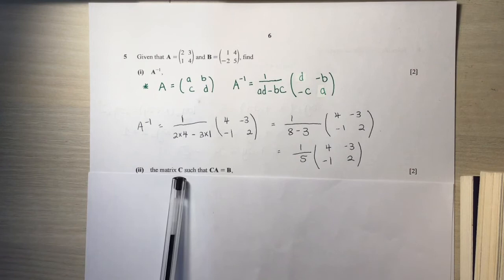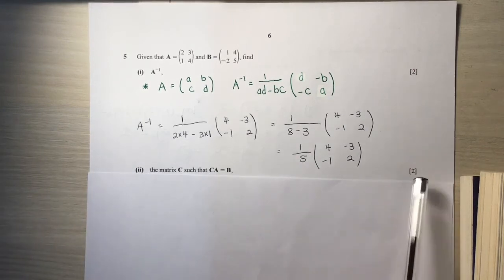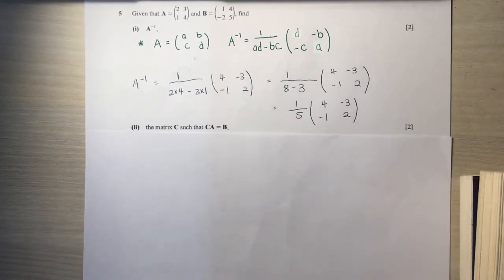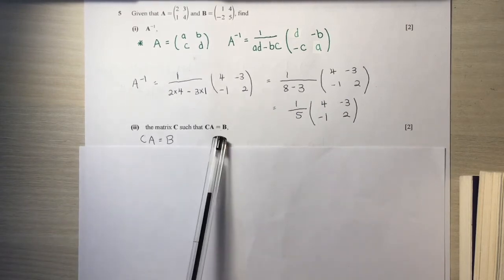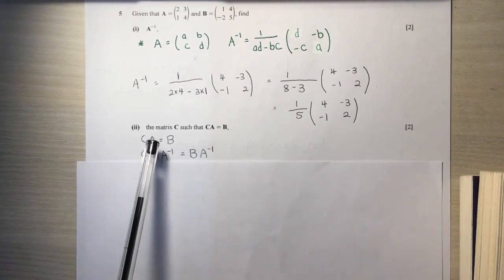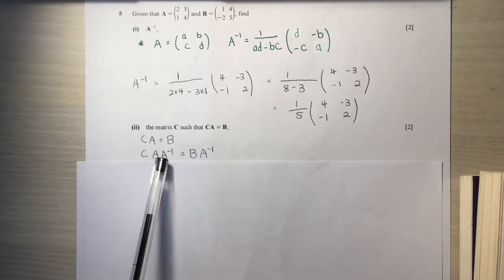Find the matrix C such that CA equals B. This is another 2 marks question. Before you carry on with calculation, you can always manipulate the given equation here. To find C, we have to get rid of A. To get rid of A, we simply have to multiply A with its inverse.